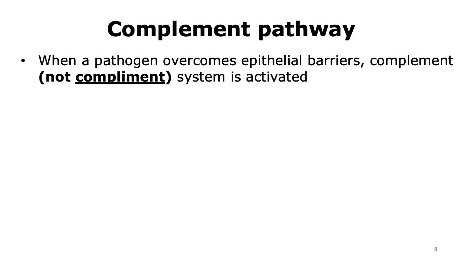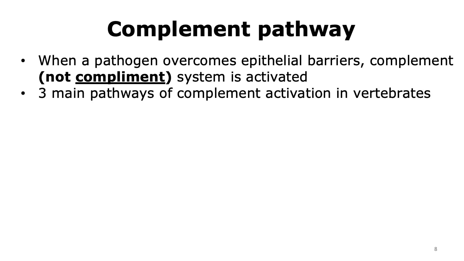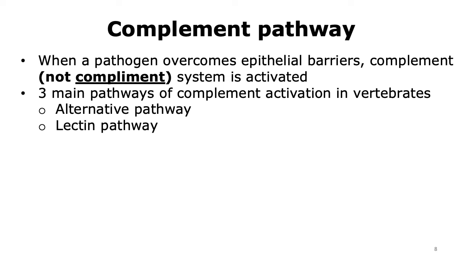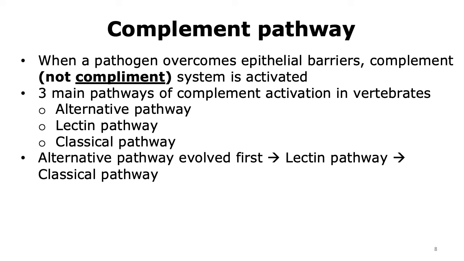Now, when a pathogen is able to overcome the epithelial barriers of the host and enter the host, that is when the complement system is activated. There are three main pathways of complement activation that have been studied in vertebrates. The first one is called the alternative pathway. The second one is the lectin pathway, and then we have the classical pathway. Now, the complement system is an ancient form of host defense, and so when we look at the evolution of the complement pathways, the alternative pathway evolved first, followed by the lectin pathway, and then the classical pathway.